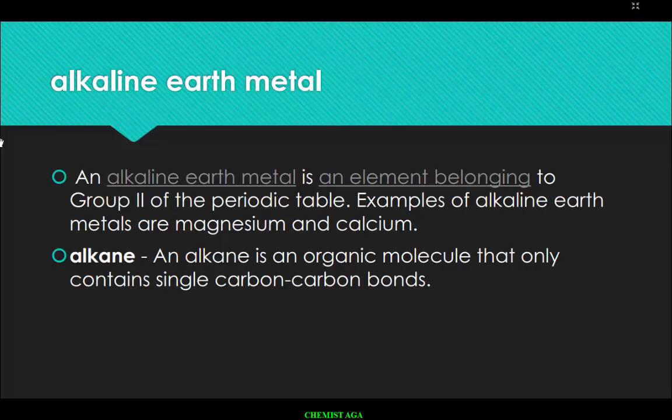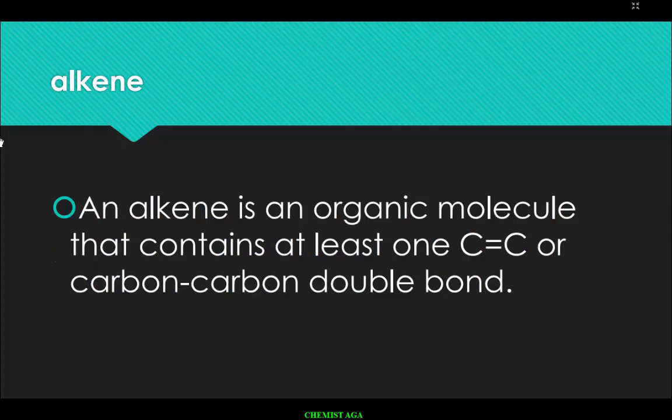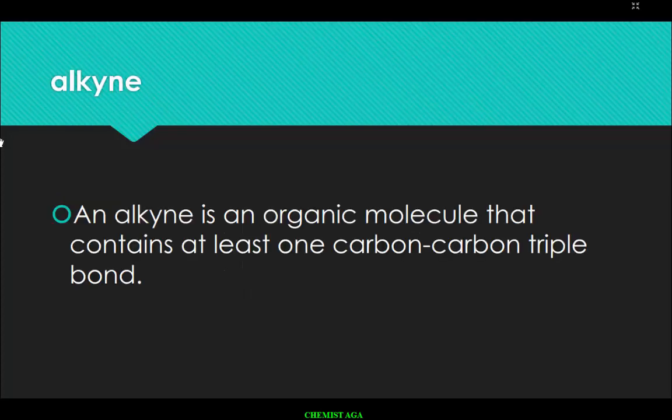Alkaline earth metal. An alkaline earth metal is an element belonging to group 2 of the periodic table. Examples of alkaline earth metals are magnesium and calcium. Alkane. An alkane is an organic molecule that only contains single carbon-carbon bonds. Alkene. An alkene is an organic molecule that contains at least one C=C or carbon-carbon double bond. Alkyne. An alkyne is an organic molecule that contains at least one carbon-carbon triple bond.